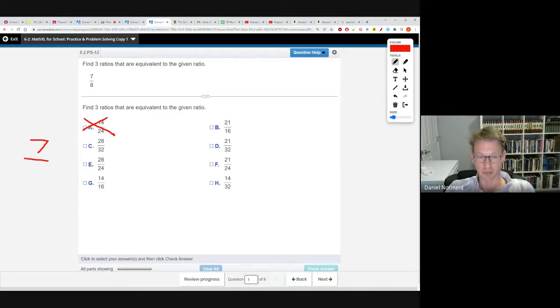Let's do the same thing for the next ratio. I get from 7 to 28 by multiplying times 4. If I take the bottom number times 4, am I going to get 32? The answer is yes. That is one of my answers. So right now, no. Yes. For me, 28 over, that might be a different letter for you, but 28 over 32 is going to be one of the answers.